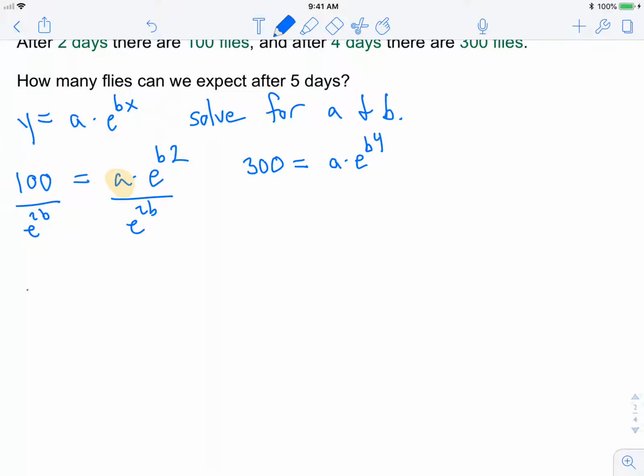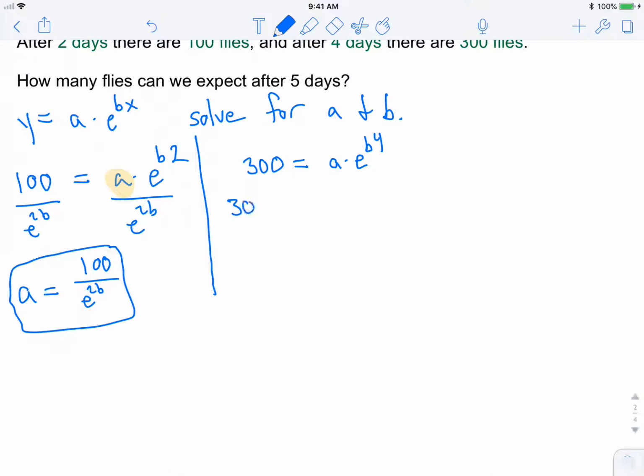Now we have a is equal to 100 over e to the 2b. And once we know what b is, we've solved this. But for now, we'll come back to it later. Our next goal is to take this number, a is equal to 100 over e to the 2b, and plug that into the other equation and see if things simplify.